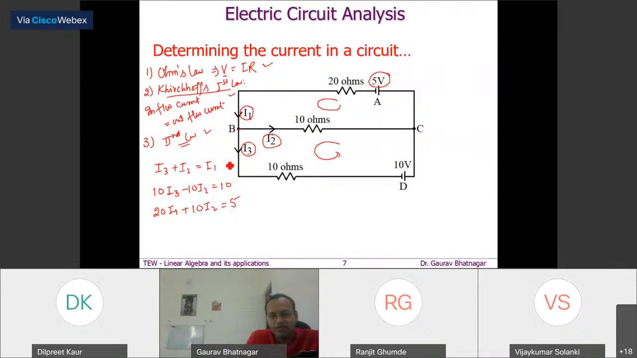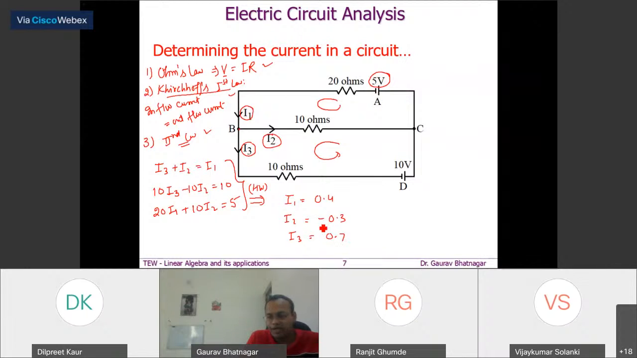Hence this gives the complete dynamics of this particular circuit. And again, you can solve this to get the final current flows in this particular circuit. I am leaving this as a small homework for you. You can do it very easily. Let me give you the final answer. I1 is going to be 0.4, I2 is going to be minus 0.3, and I3 is equal to 0.7.